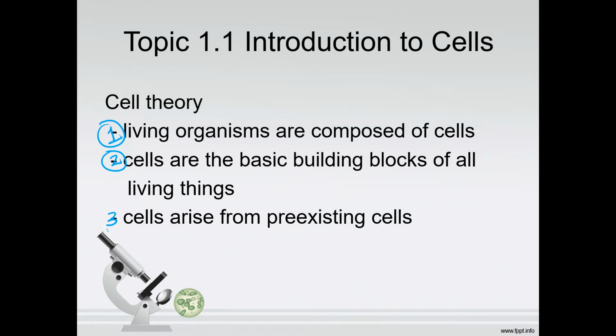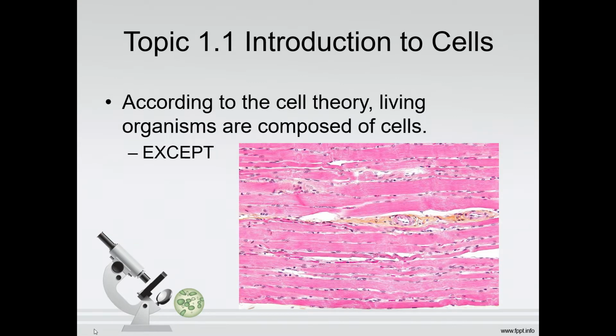Number three, cells arise from pre-existing cells. They don't pop up out of nothing. They have to come from something. And that something is another cell.